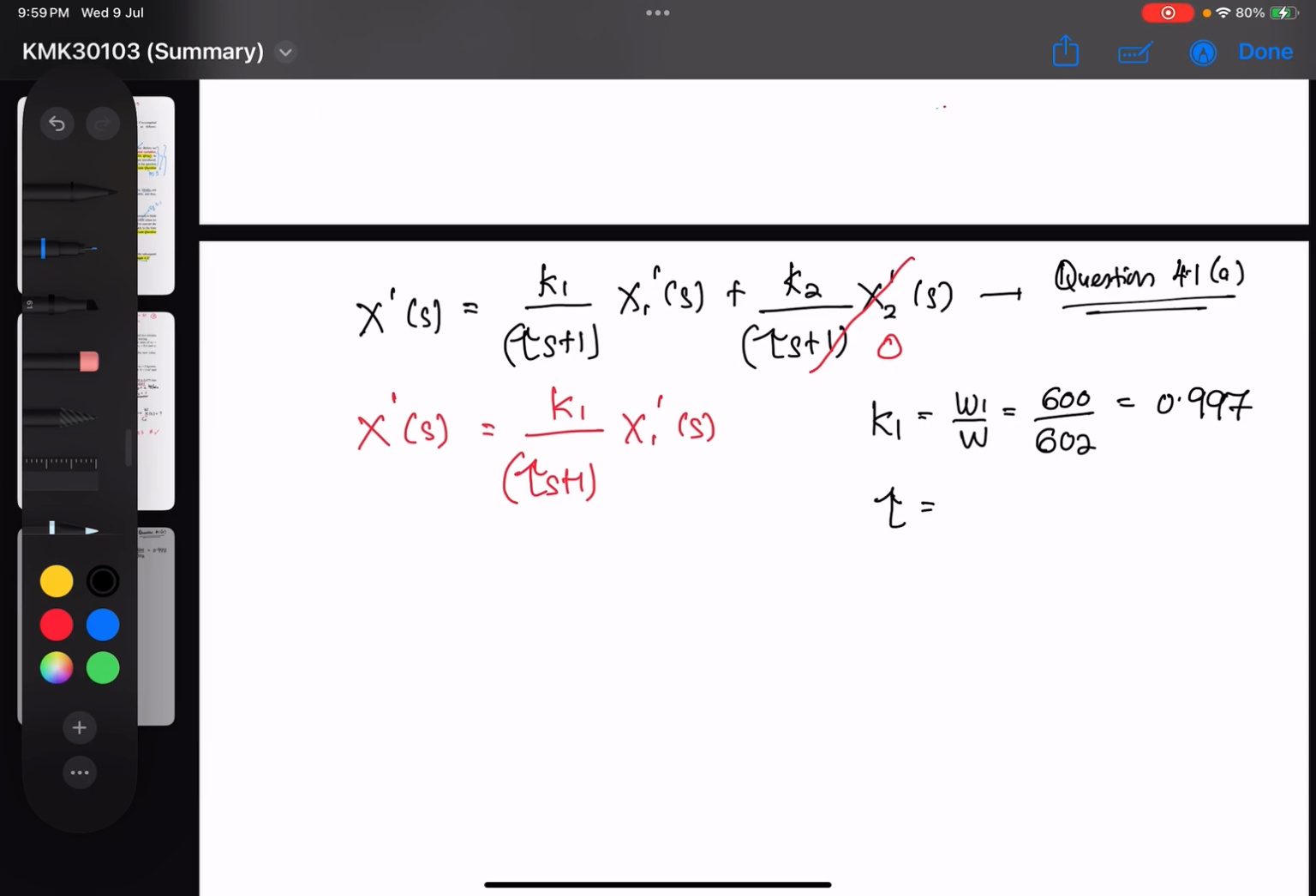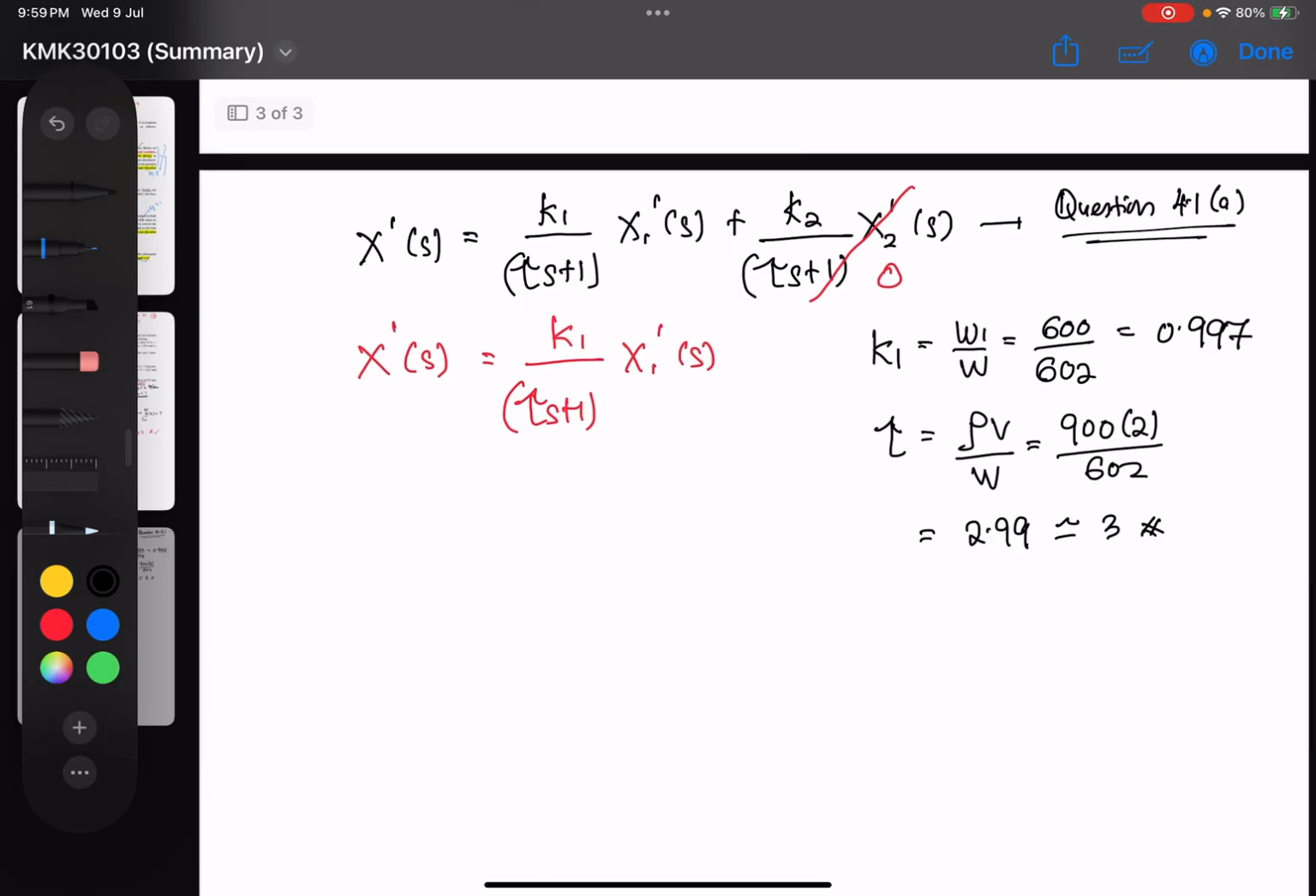Same goes for the tau. Tau is actually equal to rho multiplied by V divided by w. Rho is given in the question, 900 multiplied by 2 divided by w, which is 602. So now I'm going to get tau equals to 2.99. So I can see that tau is almost equal to 3. I can use 3 as my tau value. Then I'm going to substitute the value of k1 and also tau into this equation.